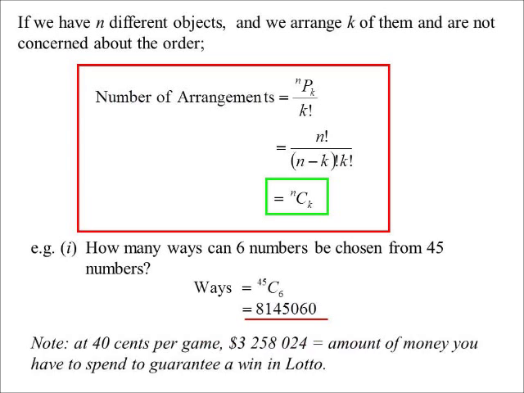Now, I don't know if you know how much it costs to play Lotto. Anyone know? 40 cents is correct. It's 40 cents. That's the reason why people say $2. I think you must play a minimum of 5 games or something like that. So it costs you $2. So if you were to cover every single possibility, at 40 cents a game, it would cost you $3,258,024. Okay? But you would cover every possibility and you'd be guaranteed to win.